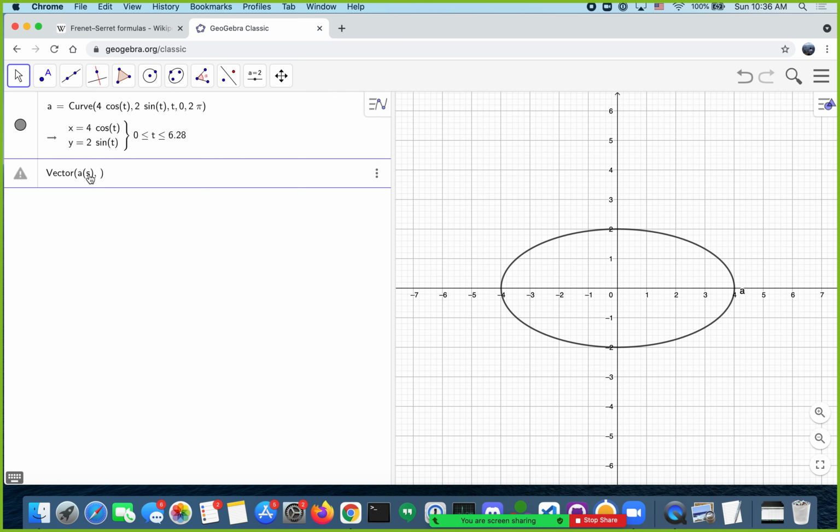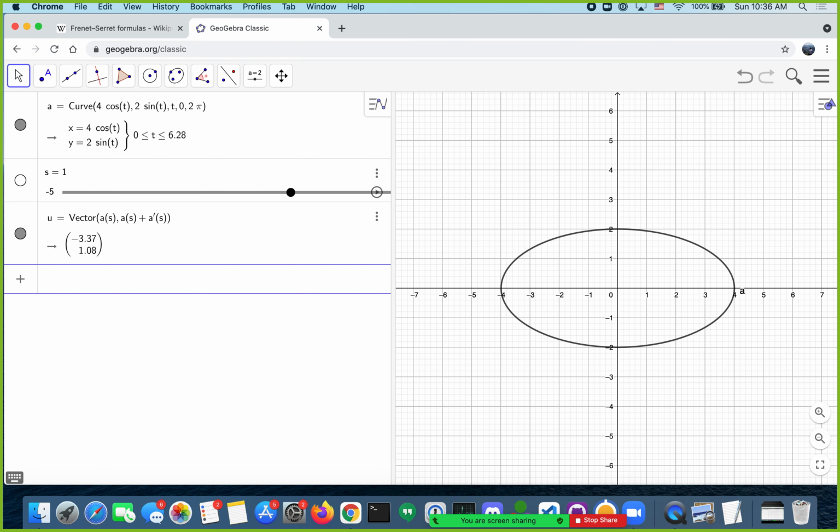And now, because I haven't defined s, GeoGebra will create a variable s as a slider later, and it'll move me along the curve. s is like t, it's just another variable. I already used t up here, so A of s, and then I want the end point to be the start point plus the velocity. Will this work? There we go. So now you can see the velocity vector.